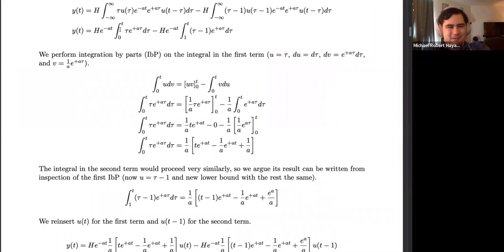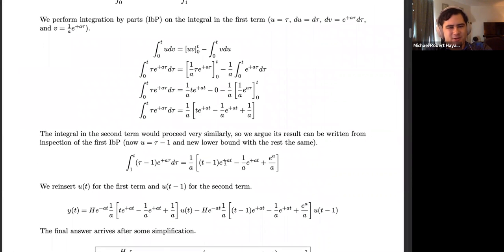So that was the first integral. We have a second integral. However, rather than go through integration by parts, it's going to be very similar. So we argue its results can be written by inspection from the first integration by parts. u is now tau minus 1, and we have a different lower bound of 1 instead of 0. The rest is the same. So we argue by inspection 1 over a in bracket quantity t minus 1 e to the positive at minus 1 over a e to the at plus, and then when we evaluate this with a lower bound of 1, we get e to the a over a.